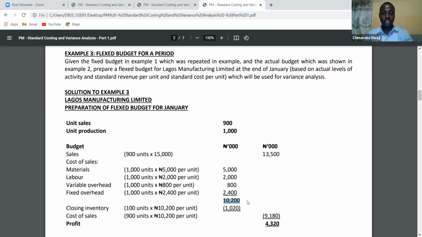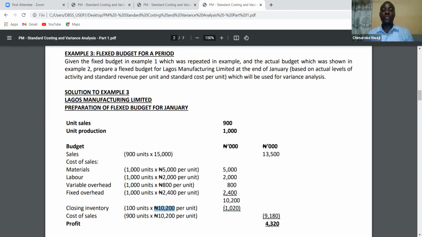Your closing stock will always be at the standard cost of 10,200. Now, your closing stock, instead of 200 before, is now 100. Why is it 100? Because our sales was 900 units, production was 1,000. So we didn't sell everything that we produced, so 100 remains. That 100 is multiplied at the standard cost, and that gives us 1,020,000.